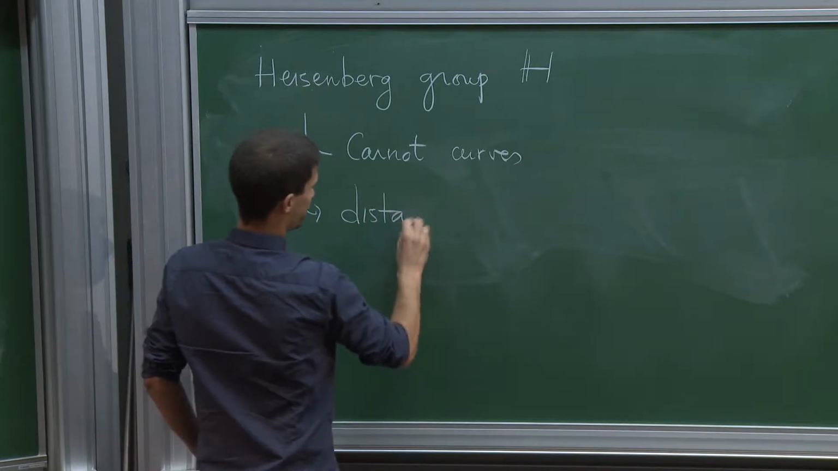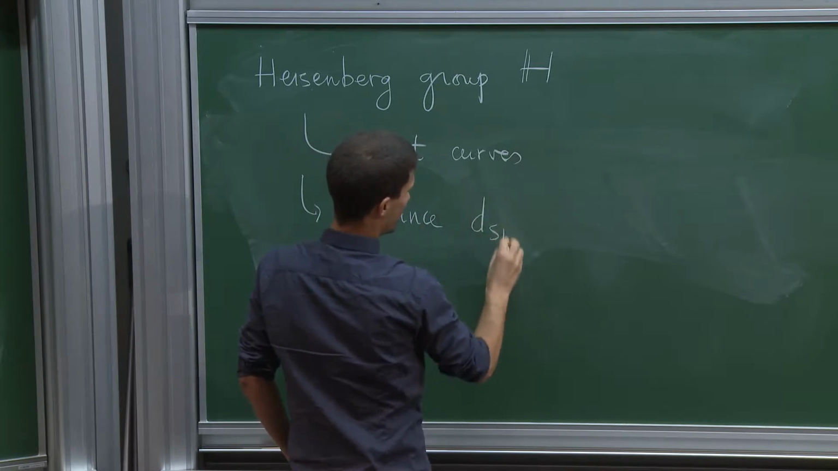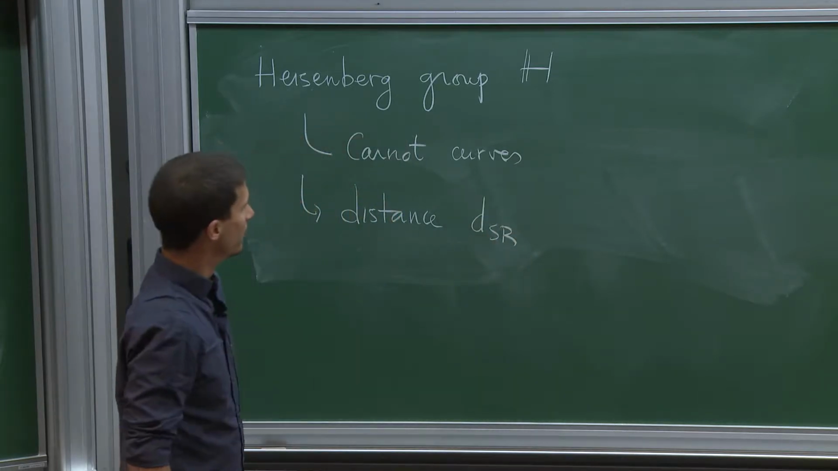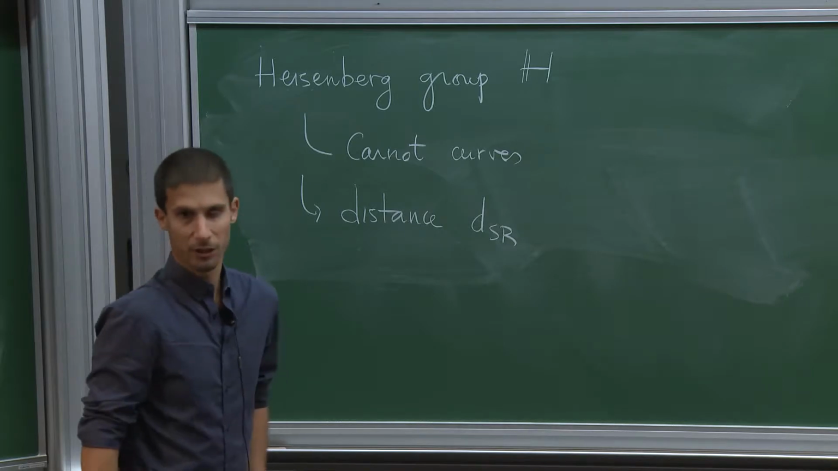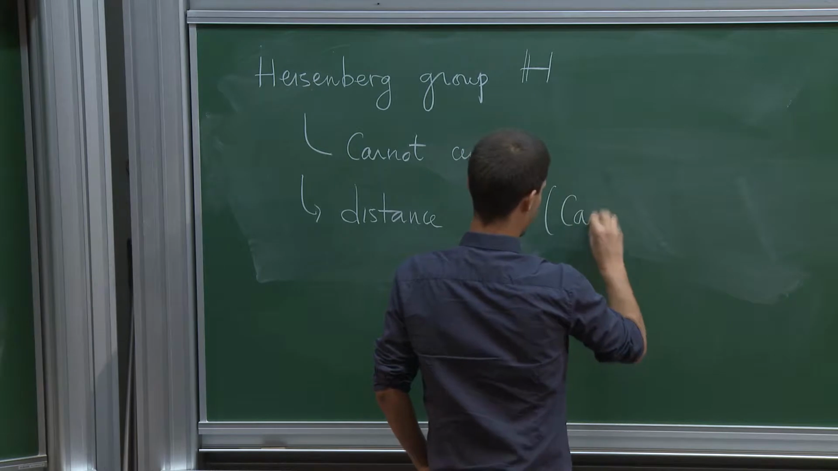Distance which I called d_SR, Sub-Riemannian distance or Carnot-Carathéodory distance. So let me write it.